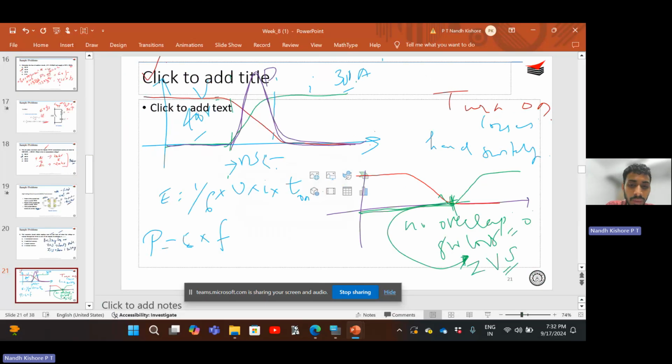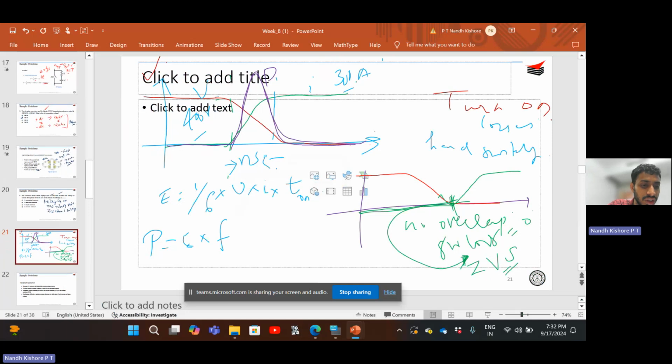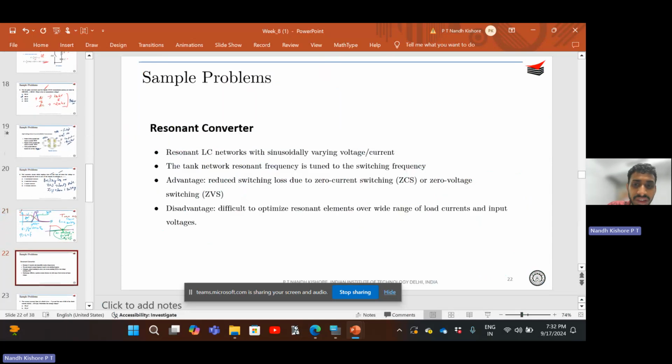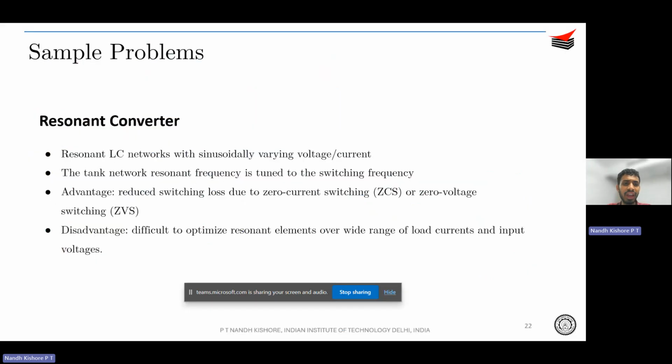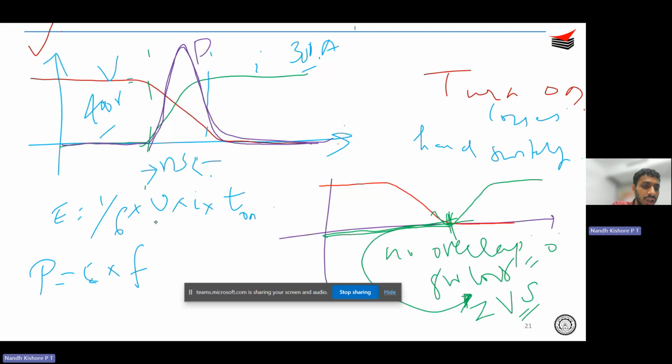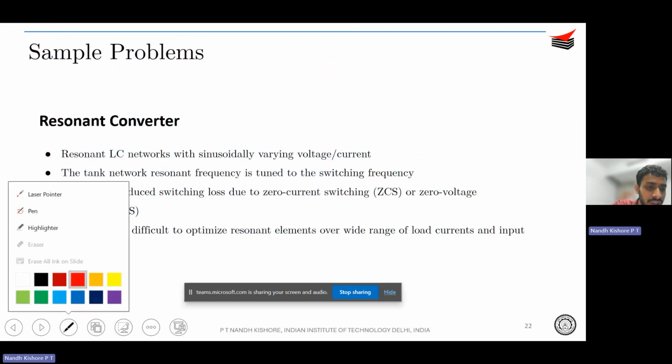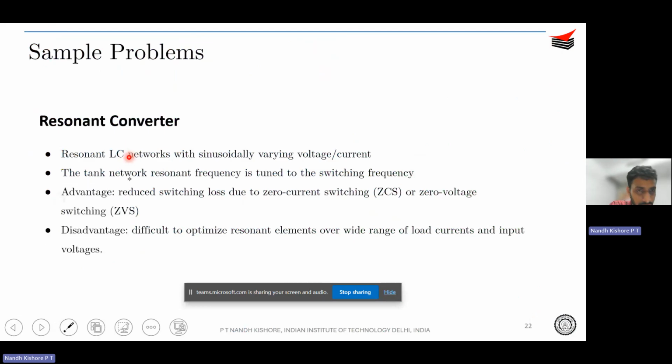So what kind of converter gives this? There is a class of converters known as resonant converters. They have resonant LC networks, which are tuned to a particular frequency. In this case, the tank network, or the LC network, is actually tuned to the switching frequency. Let me turn on my laser pointer.